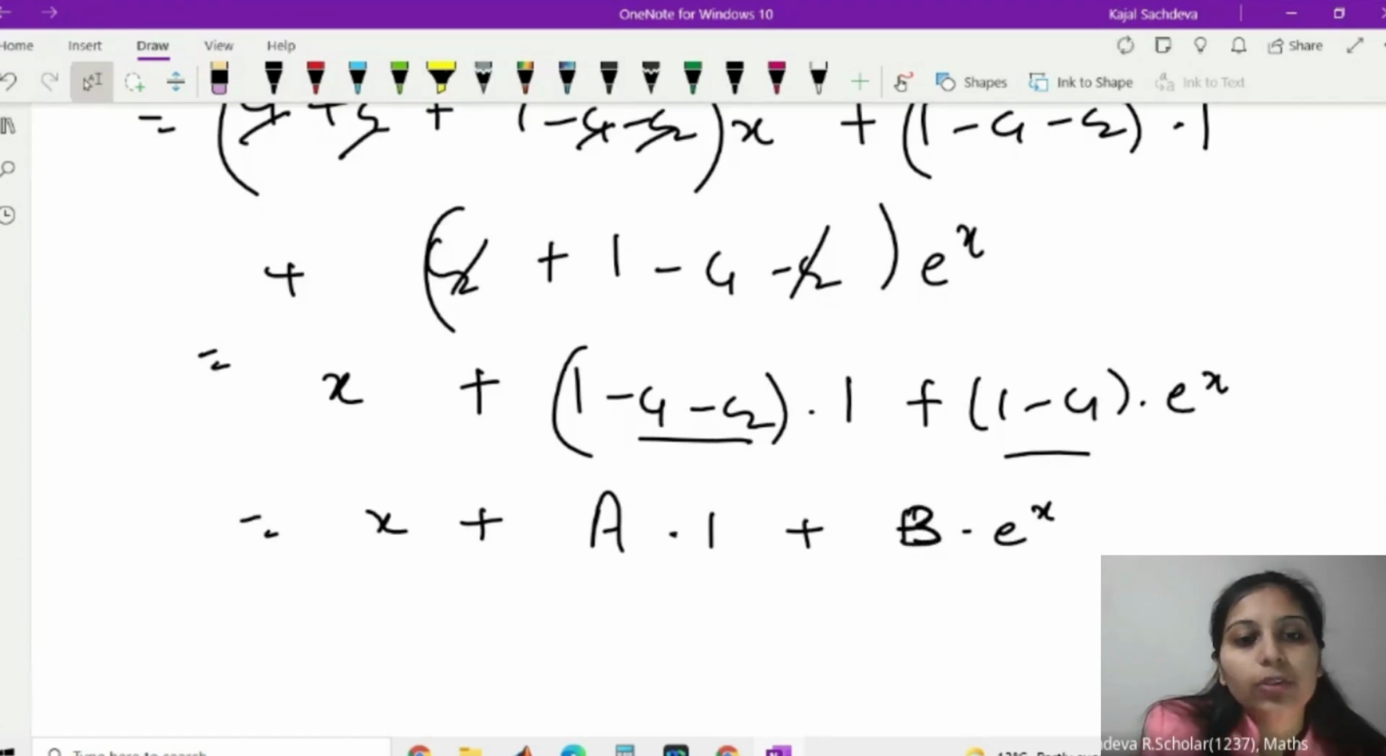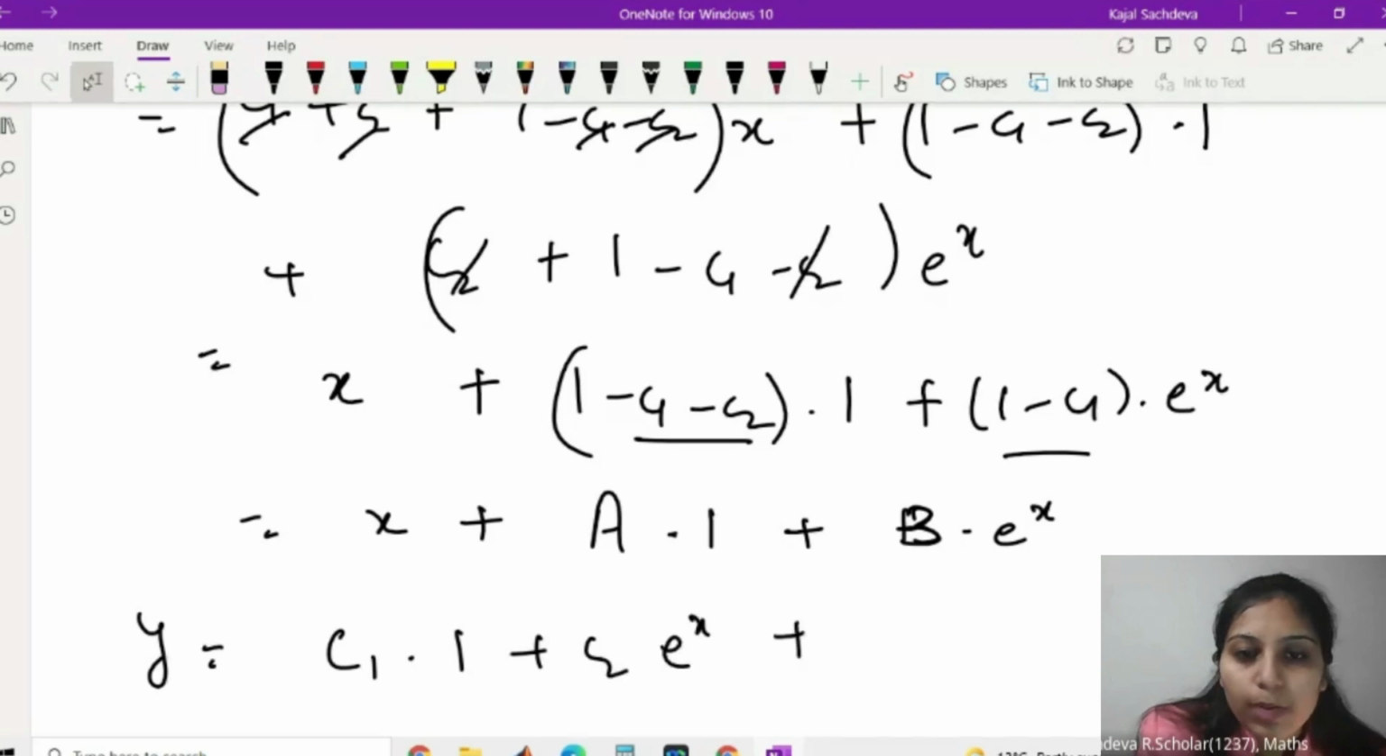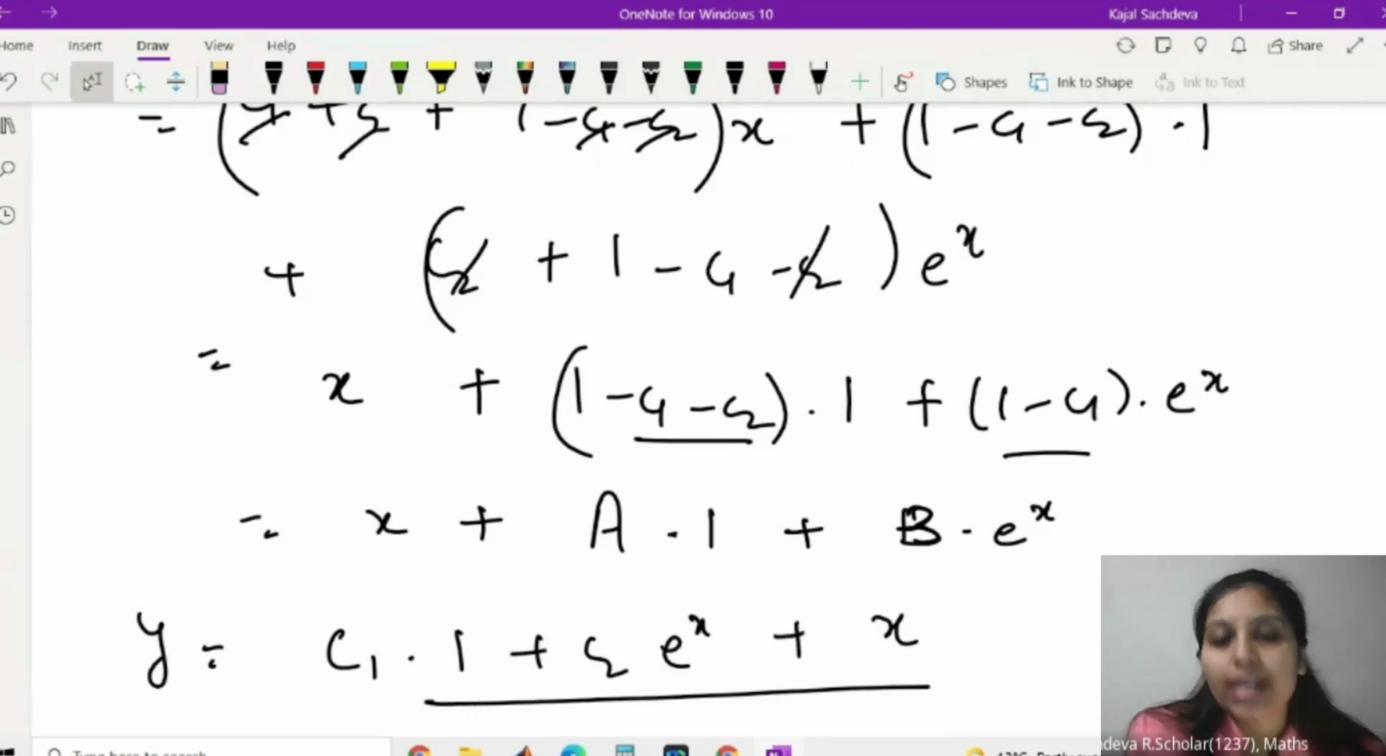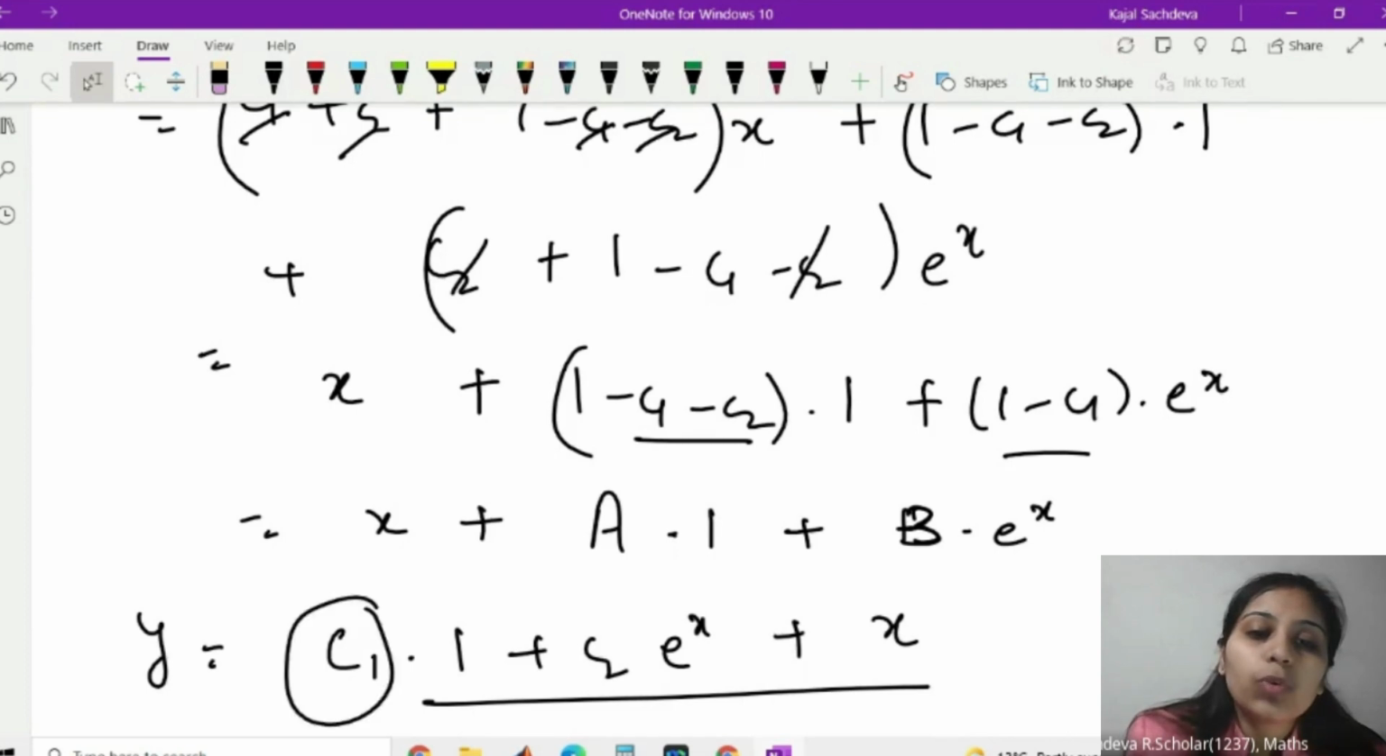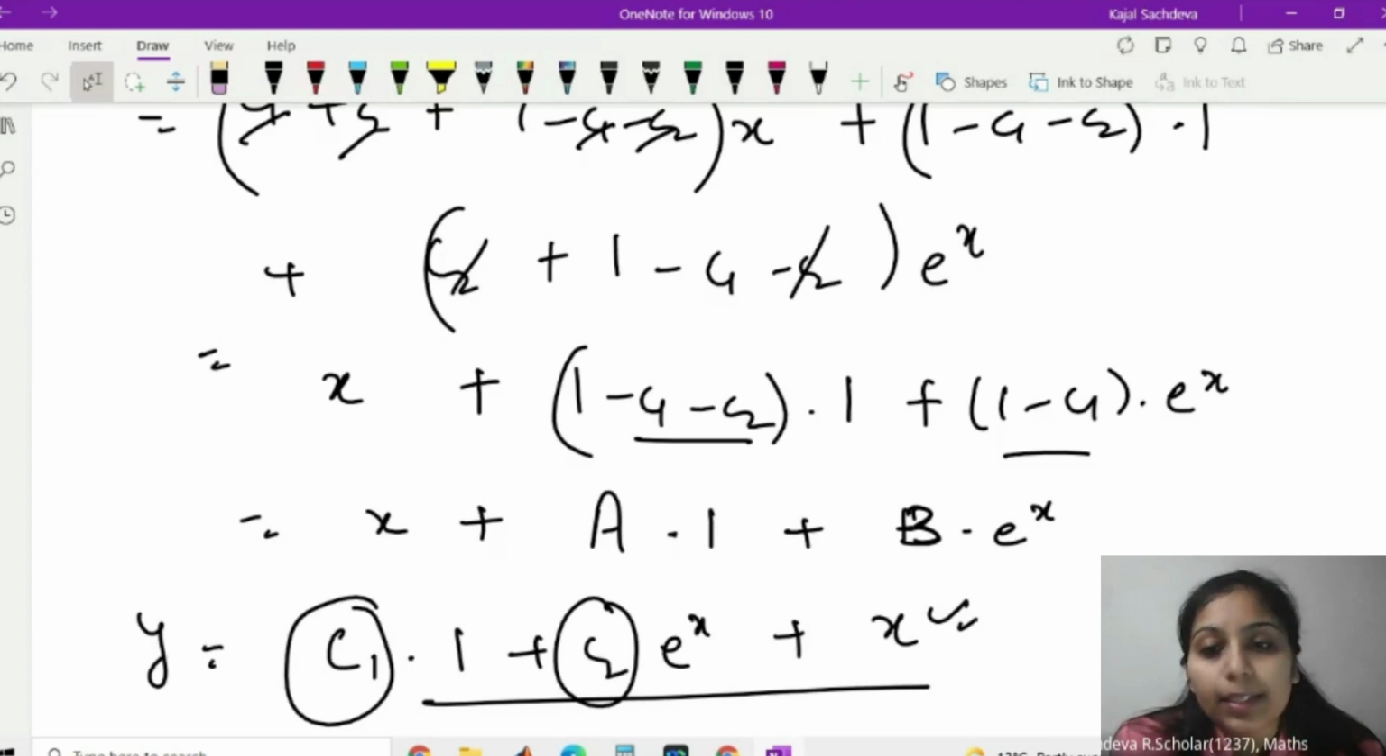So we get the solution as, we can take the linear combination as C1 into 1, C2 into e raised to power x plus x. As we are saying, we have a second degree equation, so surely we have two constants. At last we have seen here, we have two arbitrary constants and one is the part of the particular integral. Here x is the part of the particular integral. So this is the long method.